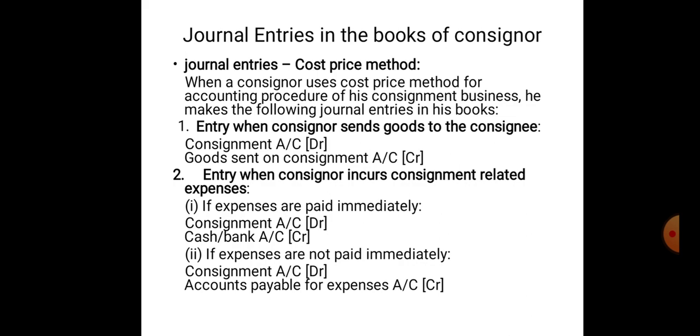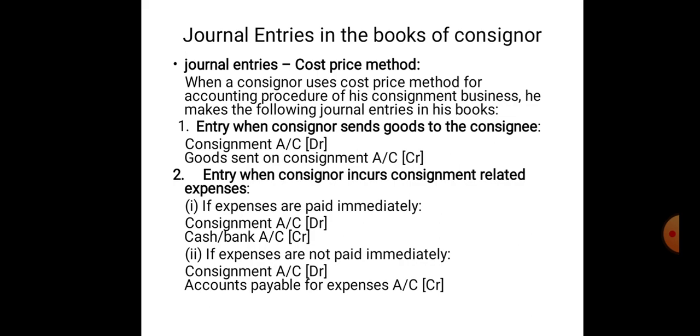Coming to the next entry, that is when the consignor incurs consignment related expenses. If the expenses are paid immediately by the consignor, the entry will be consignment account debit to cash or bank account. Most of the times we transfer the entry to the bank account only. If he pays in cash, then it will be transferred to cash account. The narration will be being the expenses paid by the consignor.